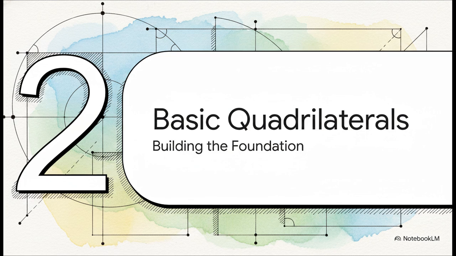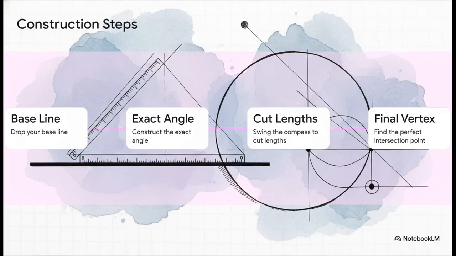Let's move on to Section 2, constructing basic quadrilaterals. So we're turning abstract data into physical boundaries here. The source text outlines a very specific procedural rhythm for this. First, you drop your baseline to give yourself a solid floor. Next, you construct your exact angle originating from that base. Then, using active, dynamic strokes, you swing your compass to cut specific lengths along those lines. And finally, you find that absolute perfect intersection point hanging out in the empty space for your final vertex.